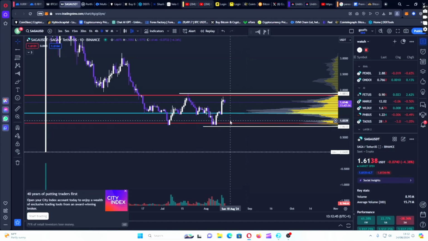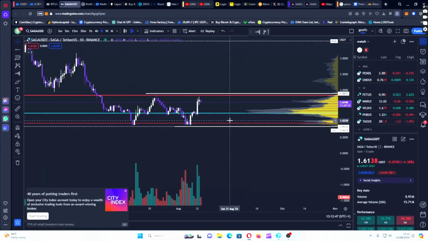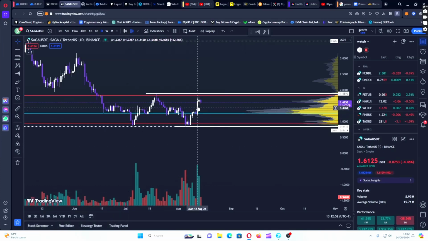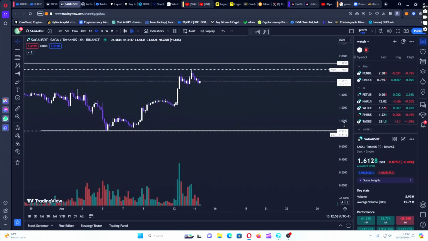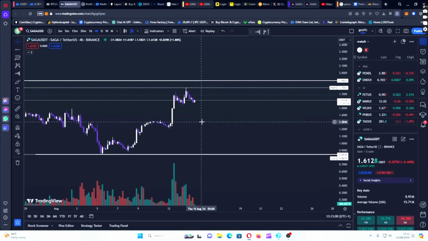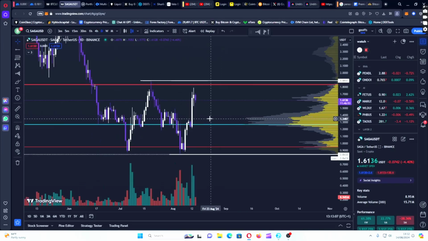I am in a short at the minute on Saga. The reason I took a short was this candle here. It showed me its hand. I thought, yeah, potentially we could be coming down to lower areas. We've got a big bullish fair value gap on the 4 hour there. On the daily, let's have a look. It's created a bullish fair value gap in here.